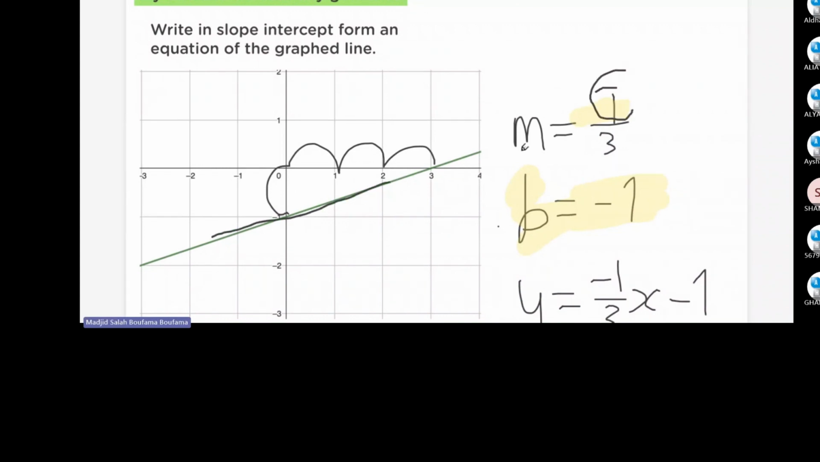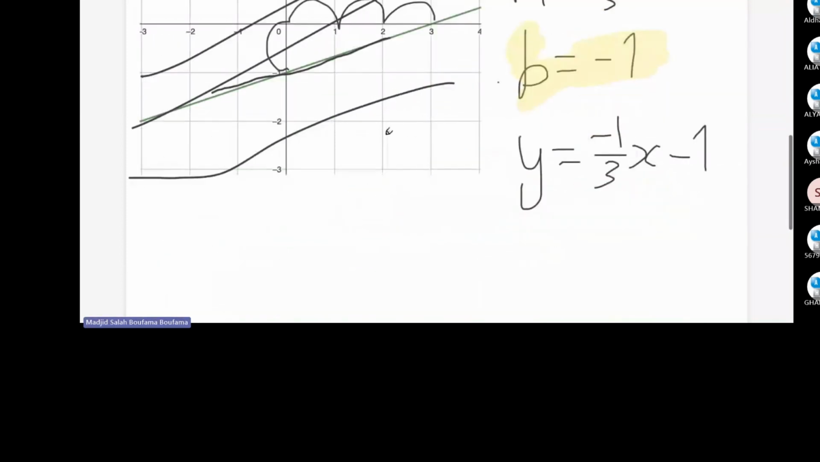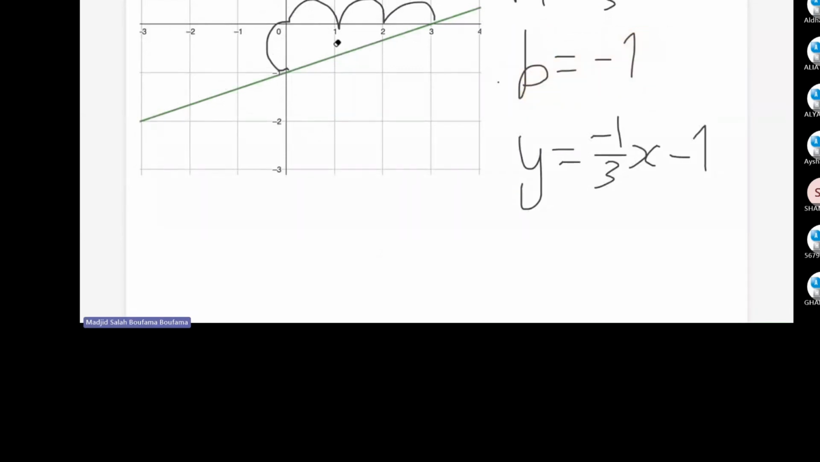No, slope has nothing to do with the position of the line. Whether it was here or here or here, it has nothing to do with it. It has nothing to do with where is the line. It has to do with you go up, you put plus, you go right, you put plus. That's it. If you go down you put minus.